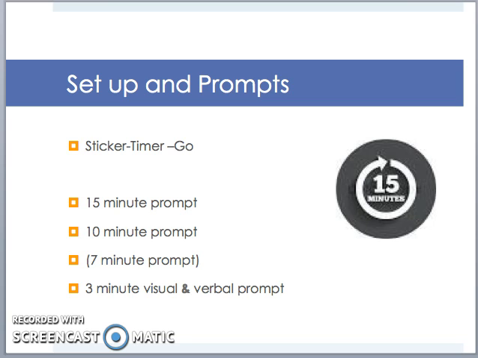Finally, the 3-minute prompt must be visual and verbal. So you have 3 minutes left, must be verbalized, and also 3 fingers raised to the candidate. From 3 minutes until time's up, no new information should be offered.